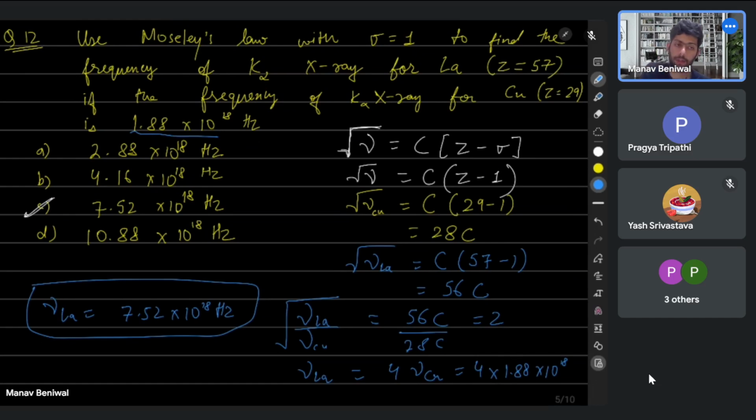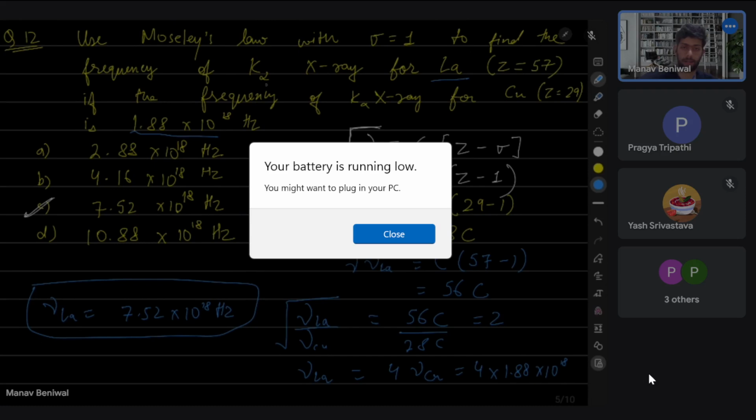Correct. So will this be higher energy or lower energy? Sir, higher energy. This will be higher energy, right? So what this means is that if you go towards heavier atoms, because lanthanum is heavier than copper, what happens to the energy of radiations which they are emitting? That increases, right? Notice that both are K alpha X-rays.